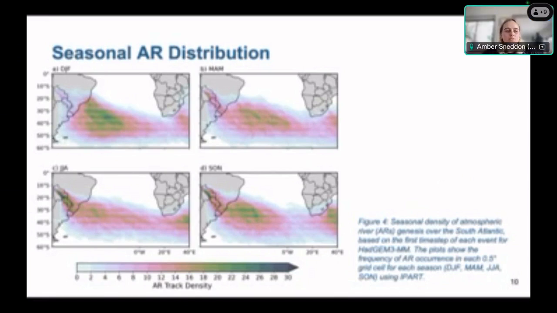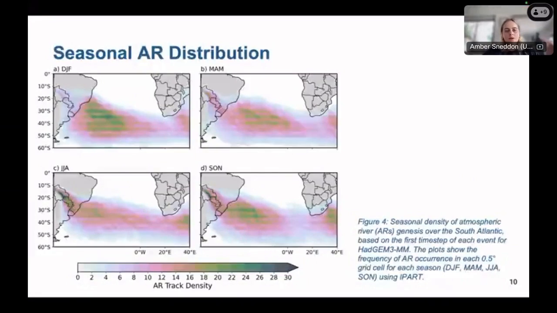As with ERA5, we saw in summer that a lot of the atmospheric rivers are concentrated further south, so a lot of them are missing us in South Africa and not contributing to rainfall. But then we saw a shift towards the equator in the shoulder seasons, and specifically in winter, which is when we receive most of our atmospheric river related rainfall. This was quite reassuring to us that the models were representing the seasonal cycle of atmospheric rivers quite well.